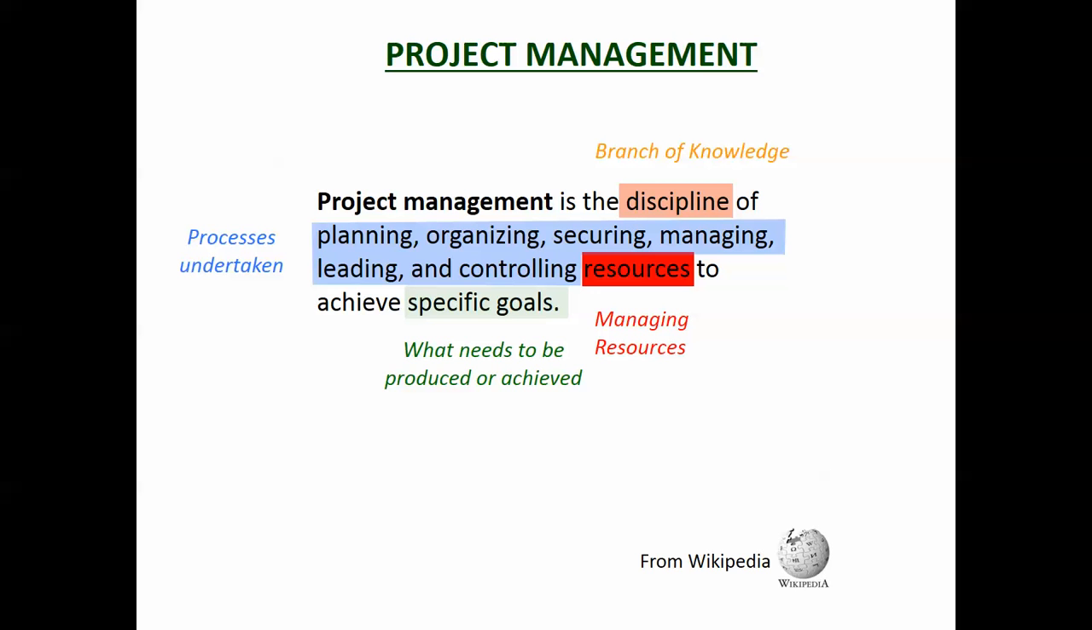Planning, organising, securing, managing, leading and controlling. So these are the processes you undertake as a project manager to achieve your project objectives. And it's all about resources. You are managing resources to achieve those specific goals. And to manage those resources, you need to go through those processes of planning, organising, securing resources, managing, leading and controlling.